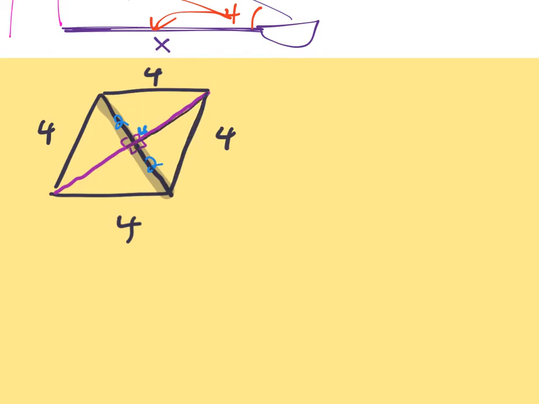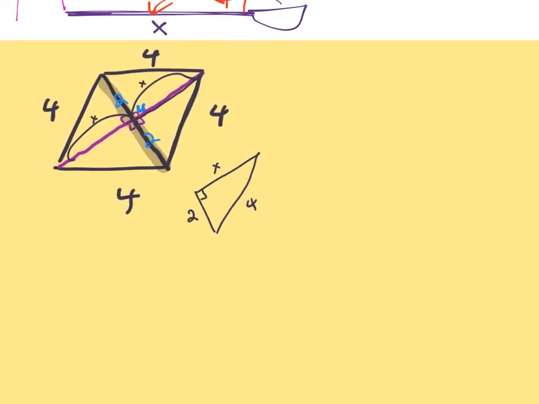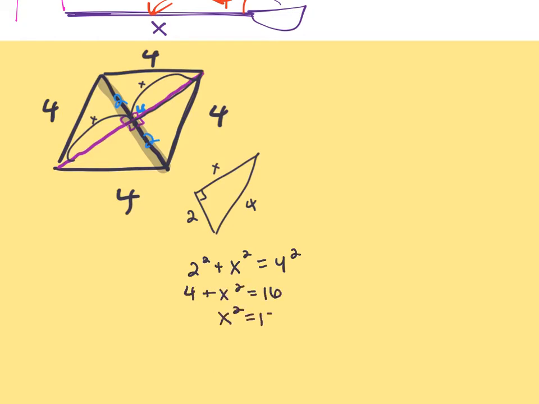Now you can focus on a right triangle, like in this one. You can use either of them, but let's say I just grab that bottom one. Here's my right angle. This is 2, this is 4. It wants me to find this, and then I would double it to get the entire diagonal. So I need to use the Pythagorean theorem. I would get 2 squared plus x squared equals 4 squared. 4 plus x squared equals 16. X squared would equal 12. And x equals the square root of 12, which is 2 root 3.